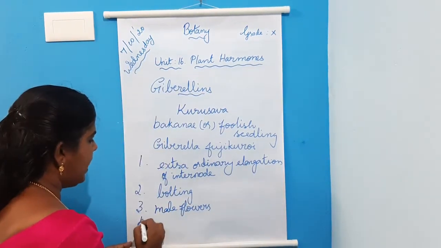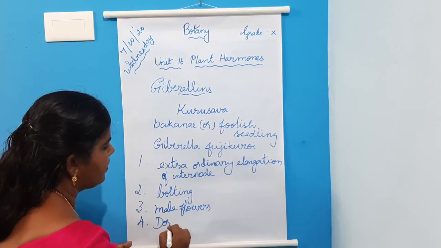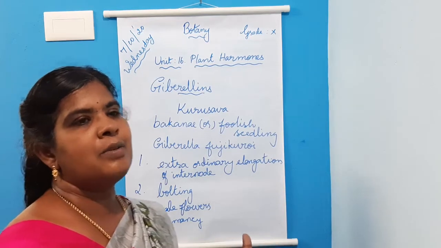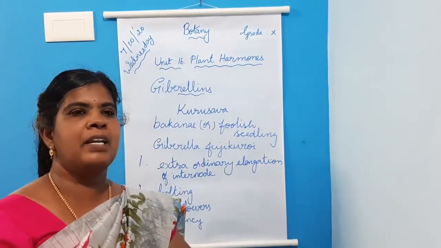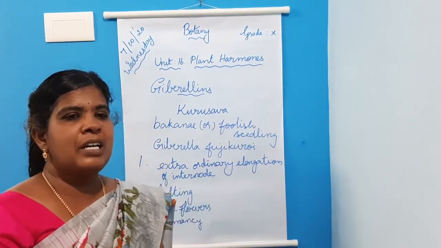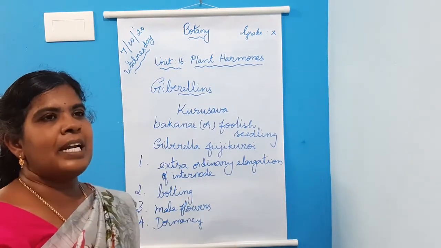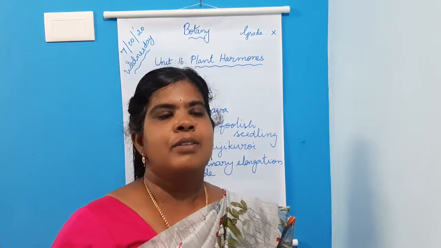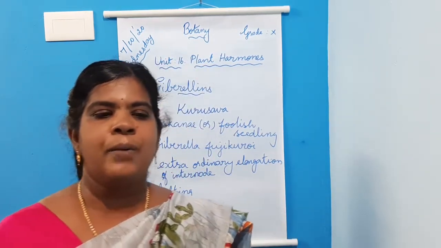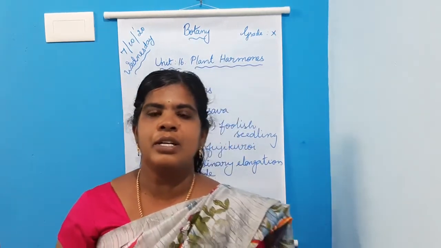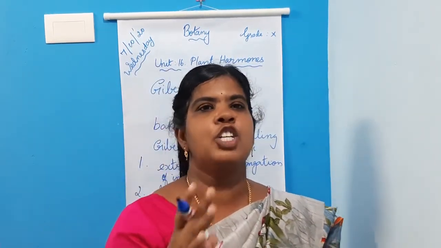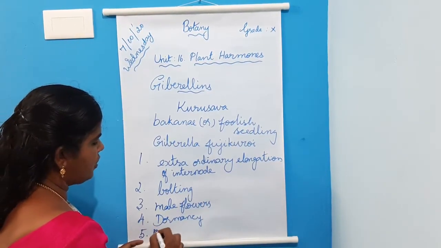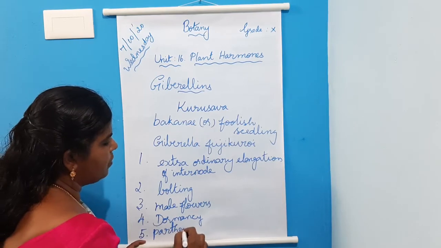Next, gibberellin breaks the dormancy of potato tubers. Dormancy in the sense it is deep sleep. The seedling or sapling will not come out within a particular period. So gibberellic acid breaks the dormancy of potato tubers. Then the fifth one is that gibberellins are more efficient than auxins in inducing the formation of parthenocarpic fruits.